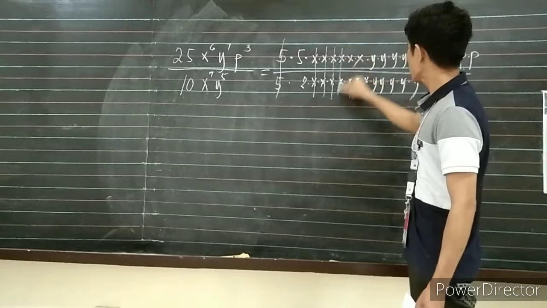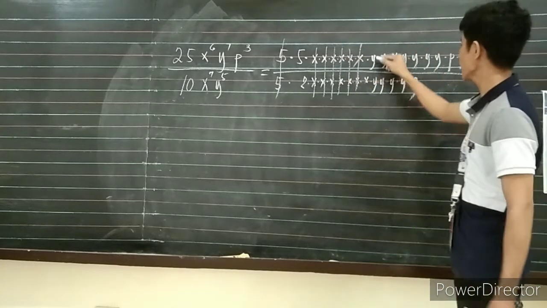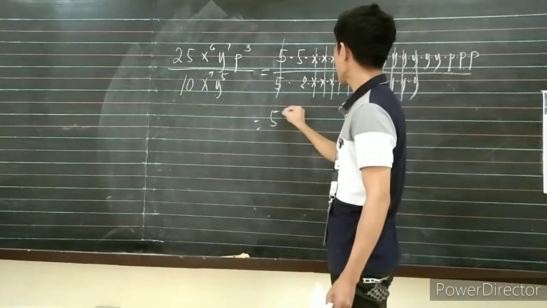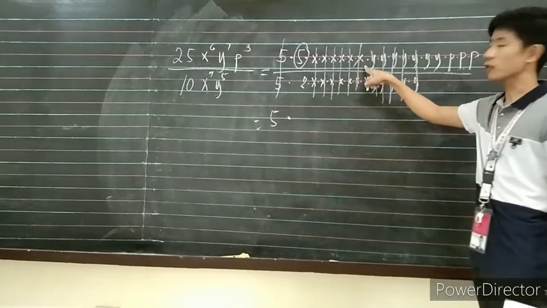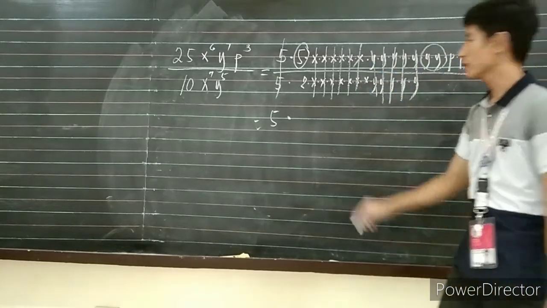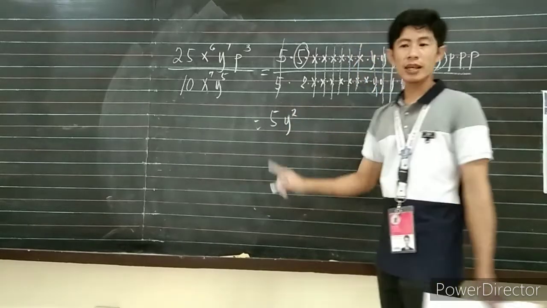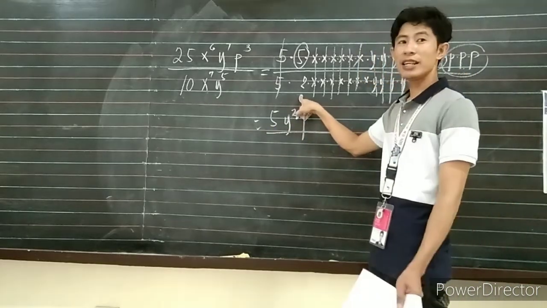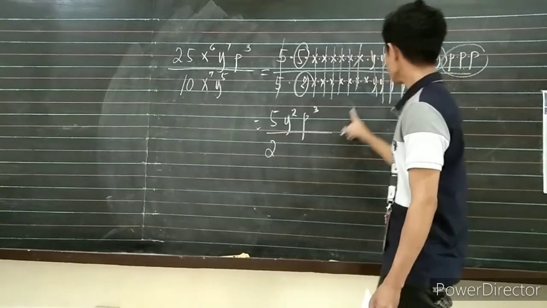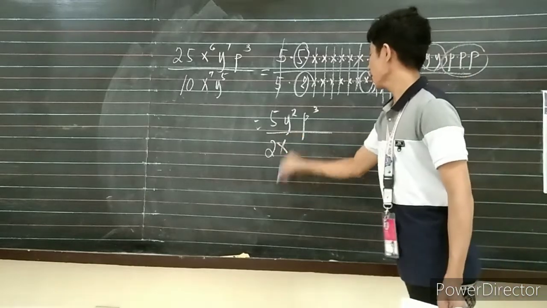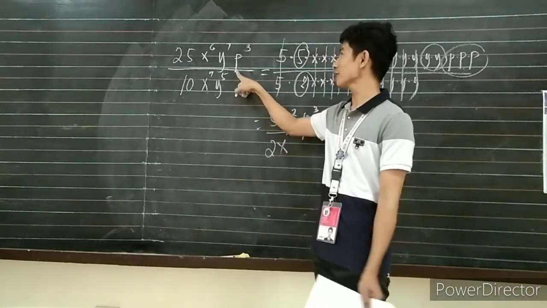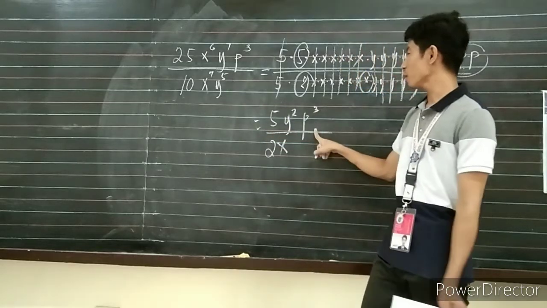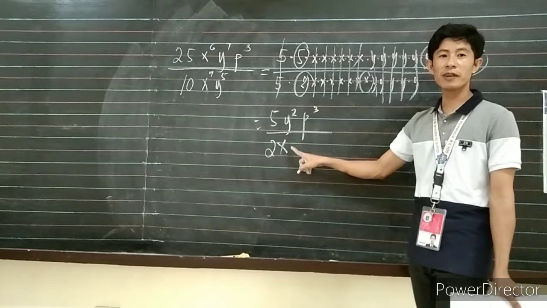The 5 is the same. Then x, 1, 2, 3, 4, 5, 6 x's. For y, we have y and y. What remains in our numerator is 5 times, in x nothing is left, and in y we have two. So 25x to the 6th y to the 7th p cubed all over 10x to the 7th y to the 5th power is equal to 5y squared p cubed all over 2x.